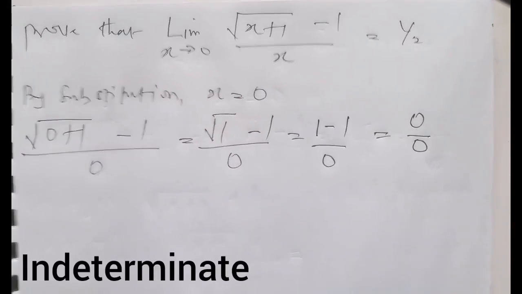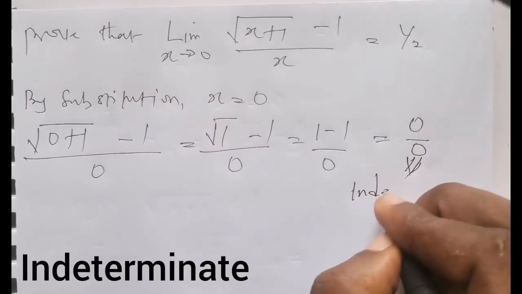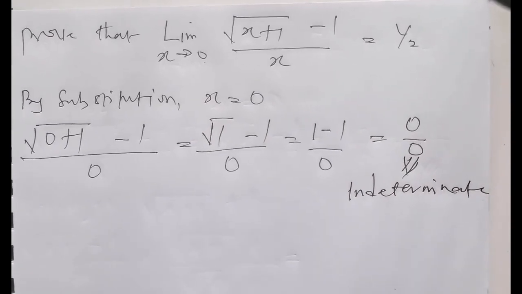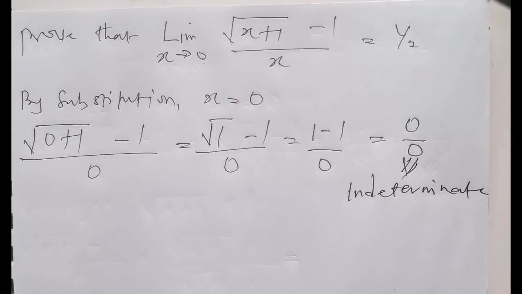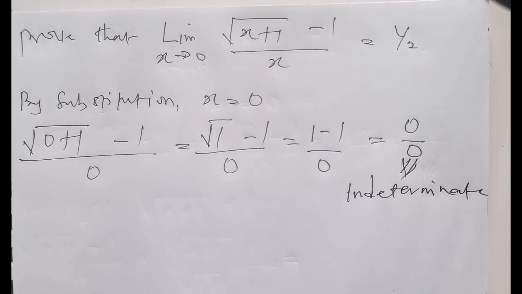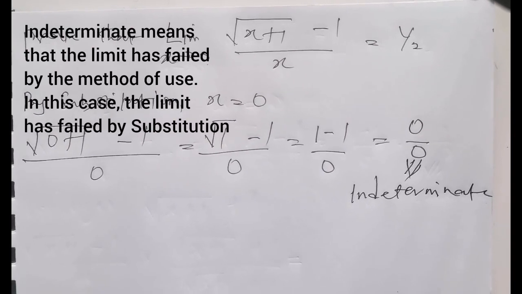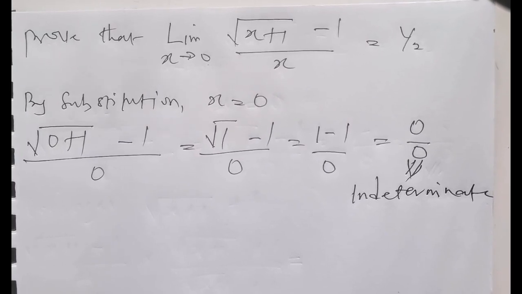Now this expression is called indeterminate in limits. Whenever you obtain 0 divided by 0 after using a particular approach to a limit, it is called indeterminate. This simply means that the limit has failed by the method used. In this case, this limit has failed by direct substitution. Now having found that, we can try the remaining 3 methods.